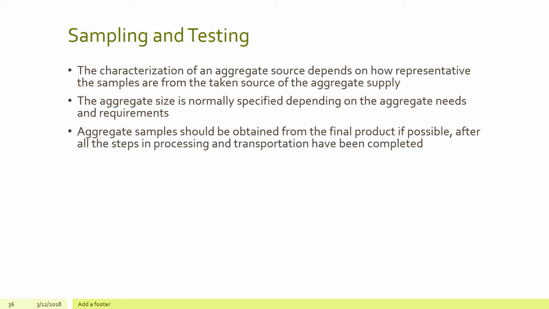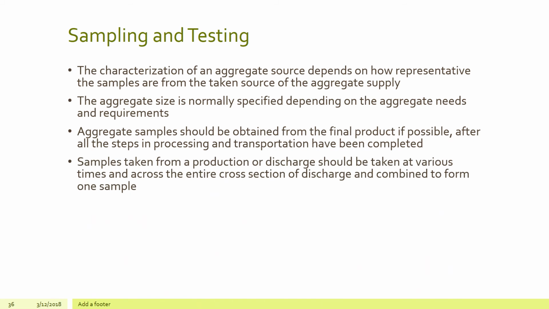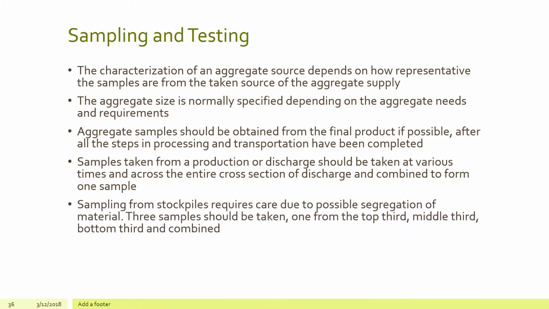So it's important that we take these into consideration as we move from site to site around the country. Samples taken from the production or discharge should be taken at various times and across the entire cross section of the discharge and combined to form one sample. Sampling from stockpiles requires care due to the possible segregation of the material, and 3 samples should be taken, one from the top third, the middle third, and the bottom third, and combined.